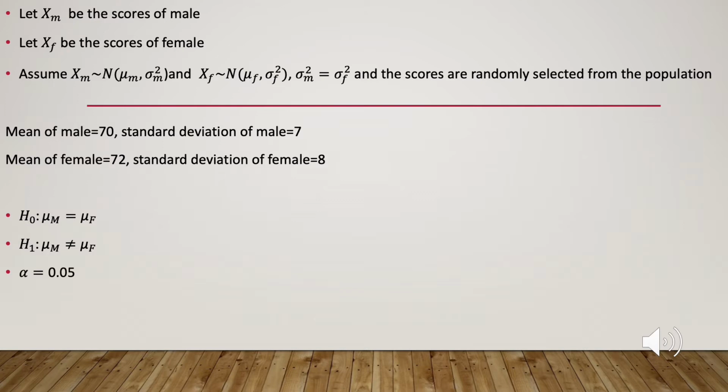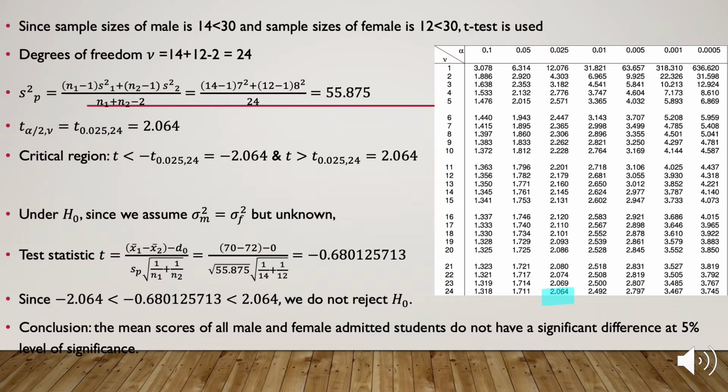Mean and SD of male equals to 70 and 7. Mean and standard deviation of female equals to 72 and 8, as mentioned above. H0 will be mu of M equals to mu of F. H1 will be mu of M does not equal to mu of F. And alpha will equal 0.05 as it is 5% level of significance. Since the size of male sample equals to 14 and the size of female sample equals to 12, which is smaller than 30, the t-test should be used.